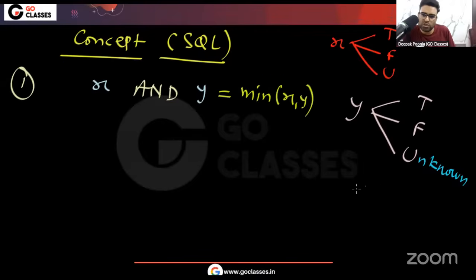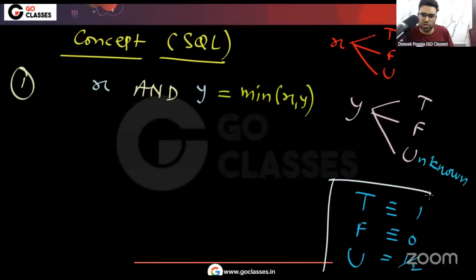What to do? You assume that T is the same as 1, F is the same as 0, and U is the same as half. Okay, T means 1, F means 0, and U means half. Remember, this is just a trick, not a concept. But this trick is actually used as a concept, because it is also given in the Ullman book.